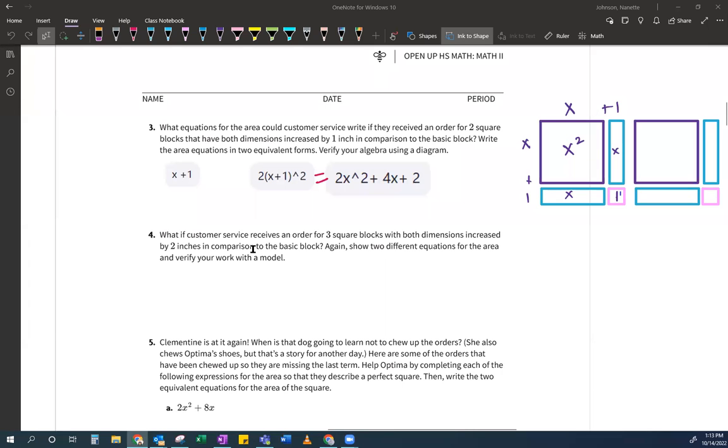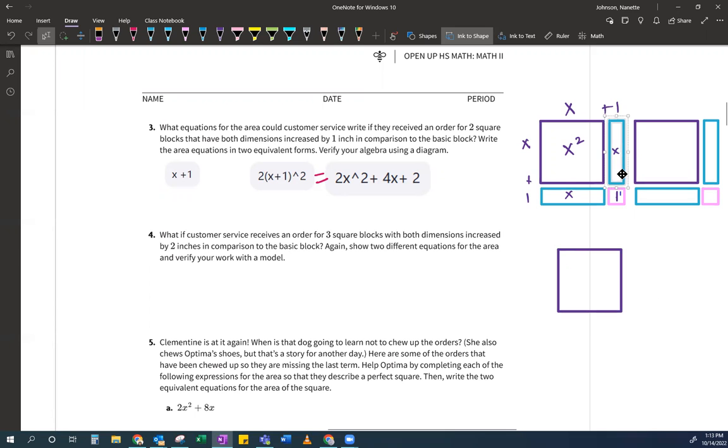Okay, so it says, what if a customer receives an order for 3 square blocks? I'm going to have 3 of them. I'm not going to actually draw 3 of them because that's a lot of work. So I'm just going to pretend that I have 3 of them, okay? So then it says, with both dimensions increased by 2 inches on each side. So here, I'm going to grab my block, right? So I'm going to pretend I'm going to have 3 of these same looking blocks. So here's this. It says it's increased by 2 inches.